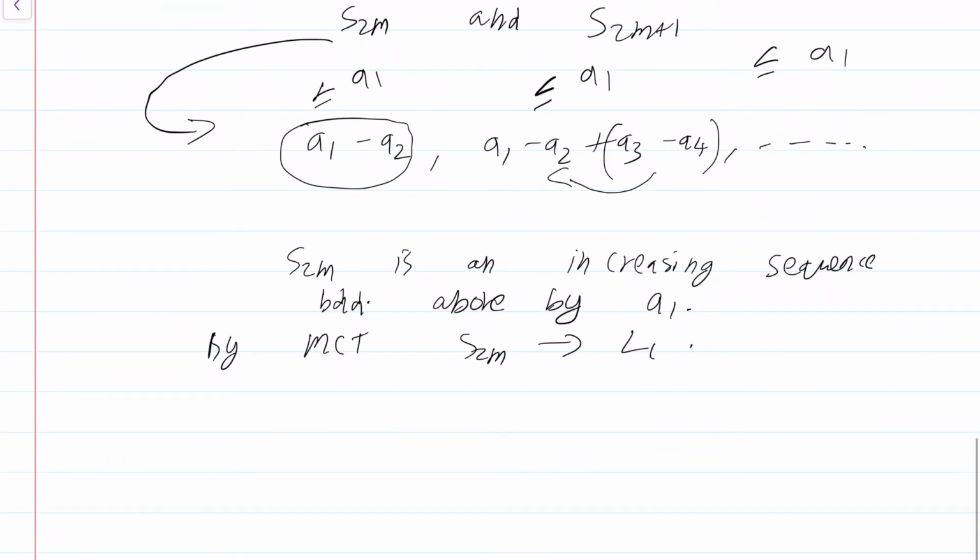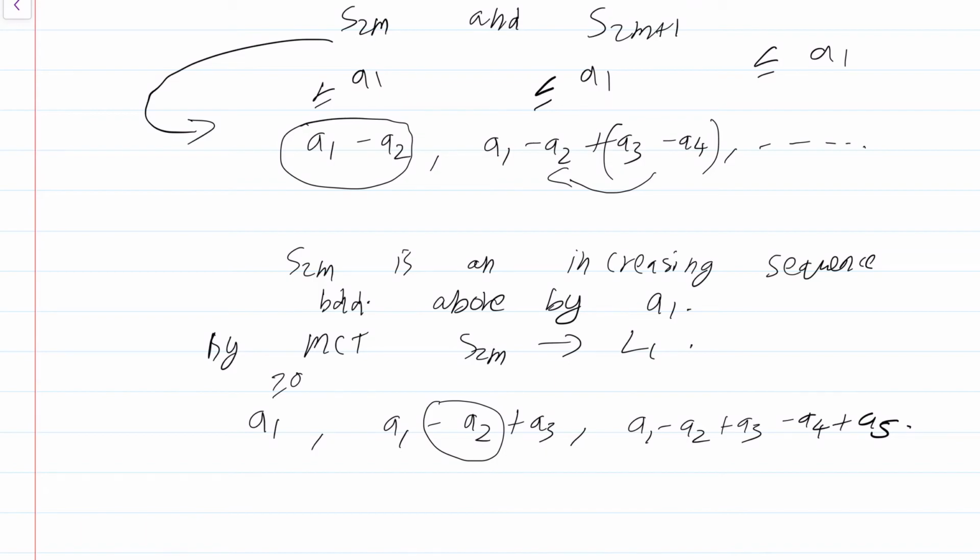Now let's look at S2m plus 1. The first term will be a1, then a1 minus a2 plus a3, then a1 minus a2 plus a3 minus a4 plus a5. So these are the first few terms. Now observe that these are all going to be greater than or equal to 0. Let's see why that is the case. a1 is certainly greater than or equal to 0 simply because a1 is a positive quantity. Now I am subtracting a quantity a2 whose magnitude is less than a1, so I am left with a positive quantity. Then I am adding back another positive quantity a3, so this will be greater than or equal to 0. In a similar way, you can see that all these terms will be greater than or equal to 0. I will always be subtracting a quantity and then adding back, so in any case it will always be a positive quantity.